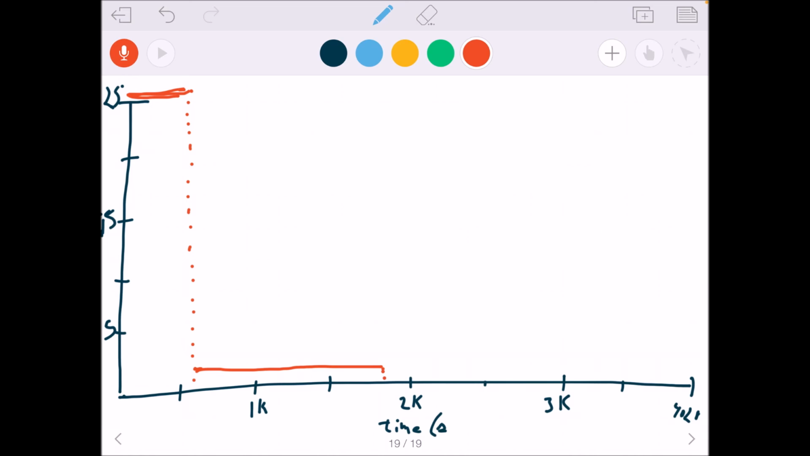Driver takes 2 minutes to fill the gas can. So that's another 120 seconds. So we're at a zero velocity during that time.